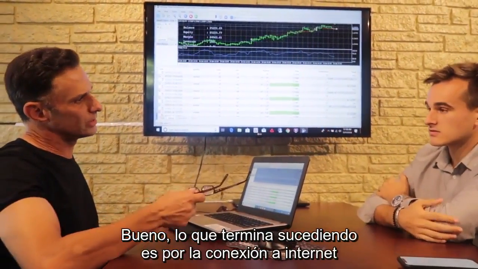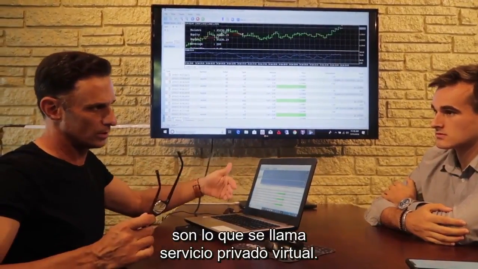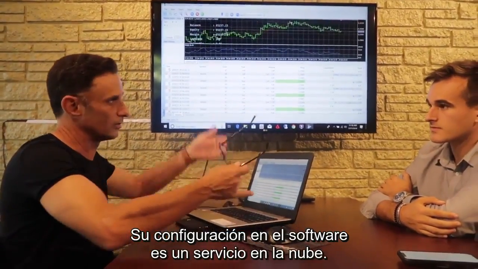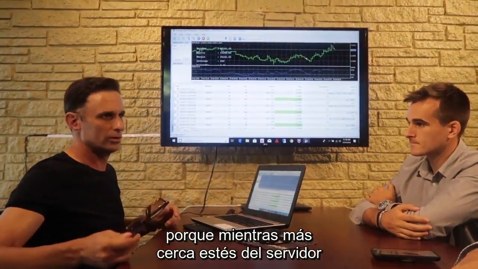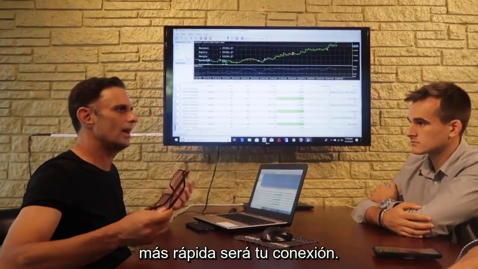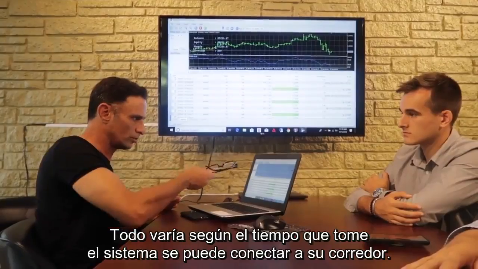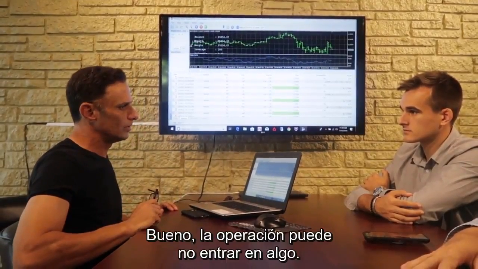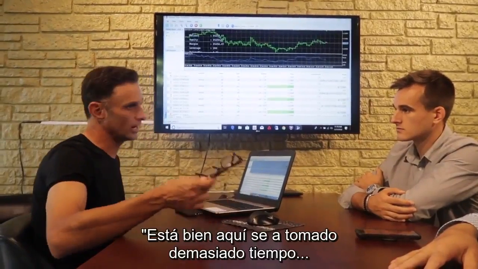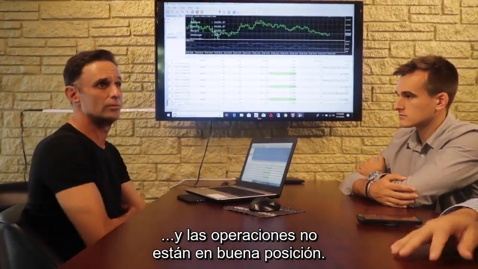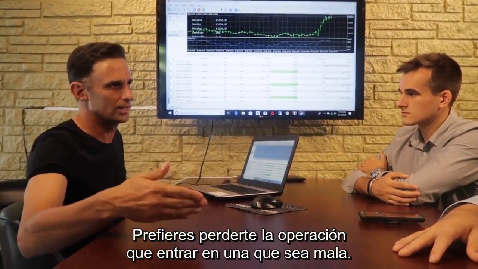What ends up happening is, because of everybody's internet connection and what's called a virtual private server, their software is set up on a server in the cloud. Everybody's internet connection is a little bit different. The closer you are to the server, the faster your connection. Everything varies based on how long it takes the system to connect to your broker. Well, the trade may not get in on some. If it looks at the trade and says, okay, yours is taking too long and the trade's not in a good position, it just won't take the trade. You'd rather miss a trade than get in on a bad one.